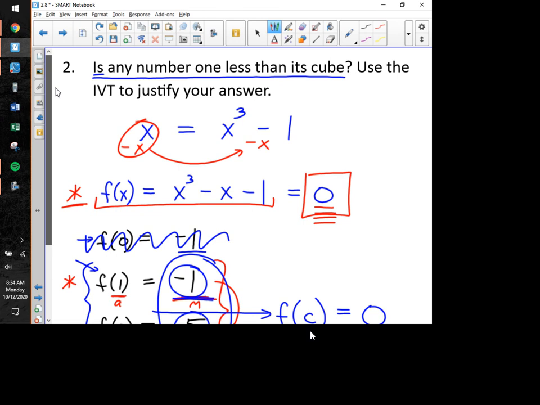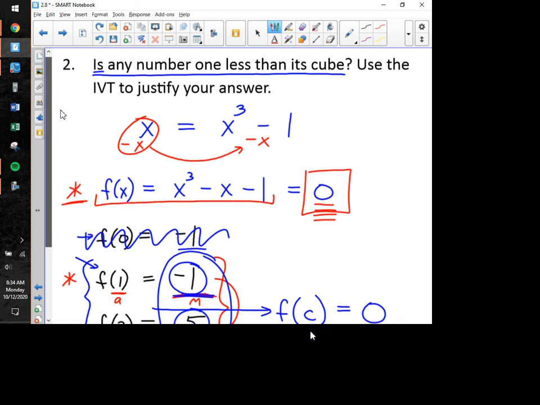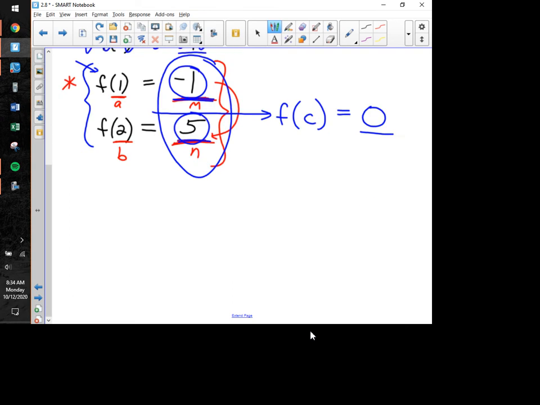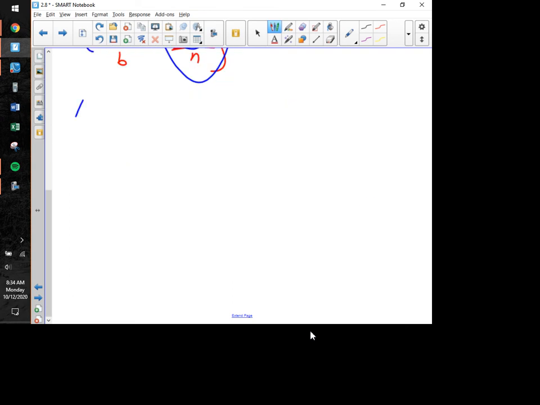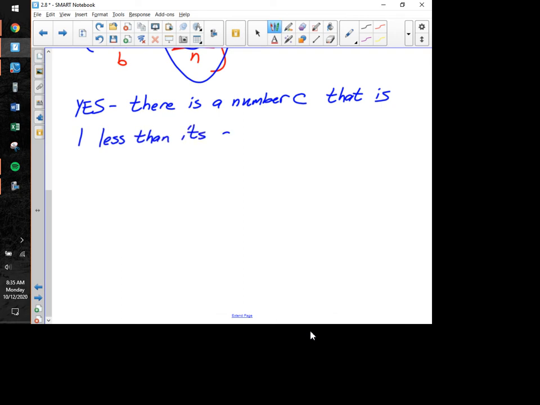So I didn't ask a great question here, guys. Is any number 1 less than its cube? The answer to that is yes, and we use the intermediate value theorem to justify that. So if I wanted to write this out formally, I would say yes, there is a number, and we went ahead and called that number c, that is 1 less than its cube.